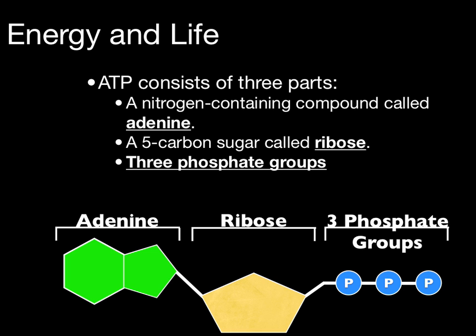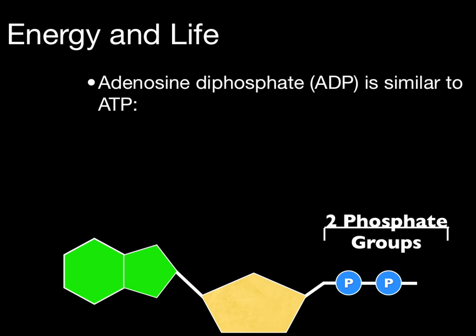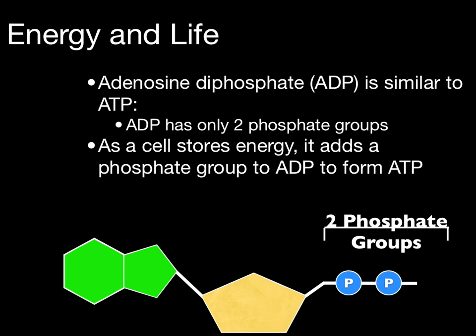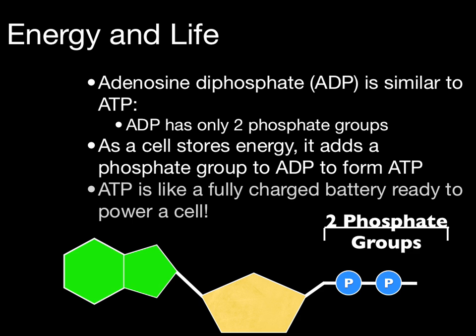Now, your bodies also have another substance within them that looks and sounds a lot like adenosine triphosphate, and that is adenosine diphosphate, or ADP. Now, ADP is very similar to ATP. You'll notice the structure at the bottom of the screen. ADP has only 2 phosphate groups, whereas ATP has 3 phosphate groups.